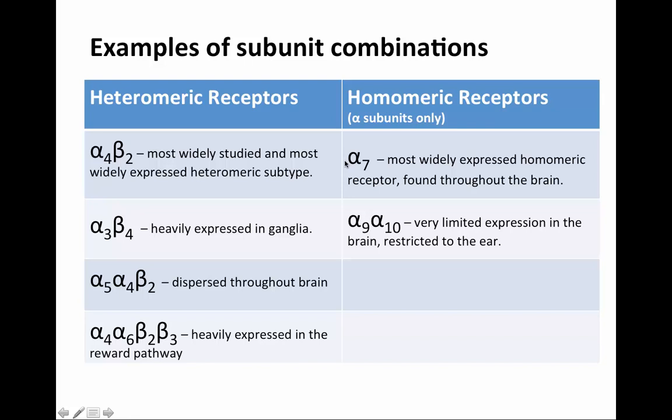For the homomeric receptors, they contain only alpha subunits. The alpha-7 subtype is the most widely expressed homomeric receptor subtype, and the alpha-9 and alpha-10 combination has limited expression and is found in ear cells.